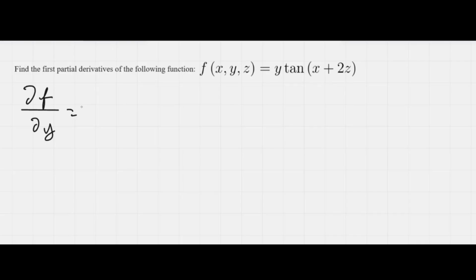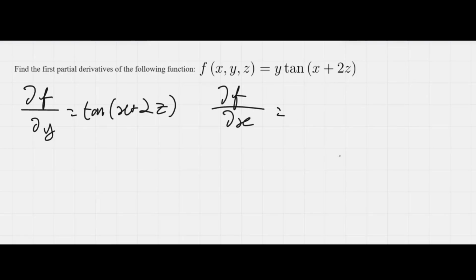And so we're left essentially with just tan x plus 2z. So that's the partial derivative of f with respect to y. All right, so now we have to find the partial derivative of, let's go with x, because that is the second easiest, I would say. Okay, so partial derivative of f with respect to x.